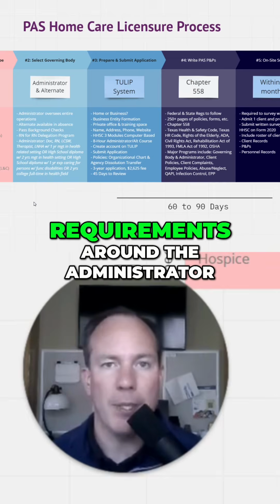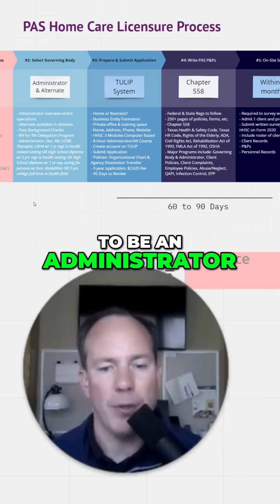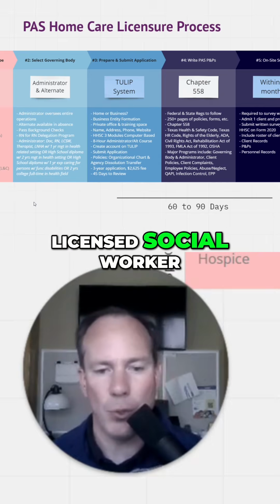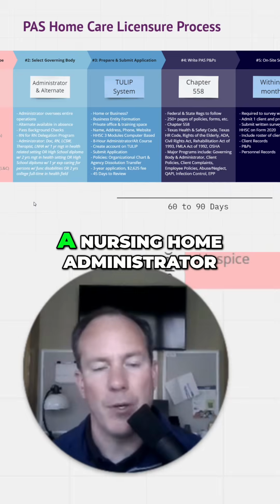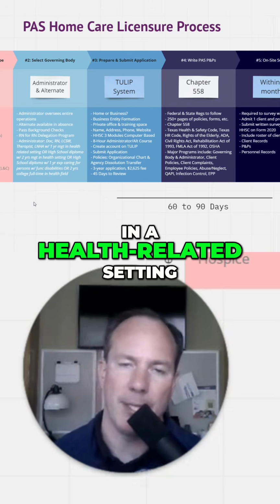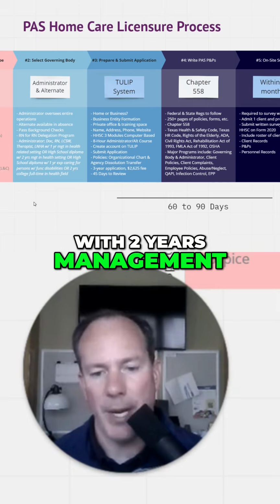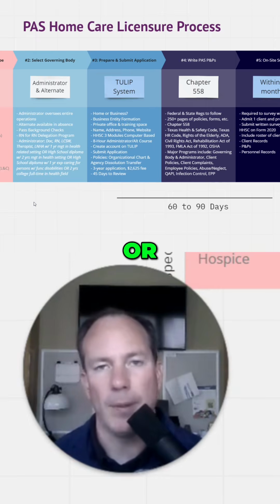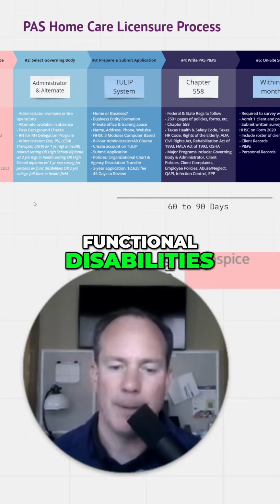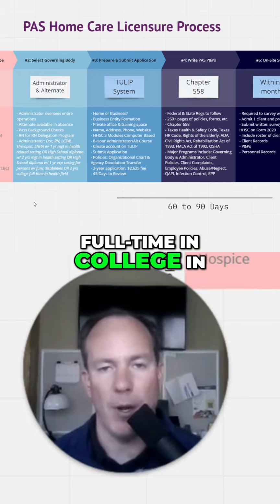And there are some requirements around the administrator and the alternate. To be an administrator, you can be a physician, a registered nurse, a licensed social worker, a therapist, or a nursing home administrator, any of those along with 1 year of management in a health-related setting. Or if you don't have those, a high school diploma with 2 years of management in a health setting, or a high school diploma with 1 year of experience caring for persons with functional disabilities, or last, somebody with 2 years of full-time college in a healthcare field.